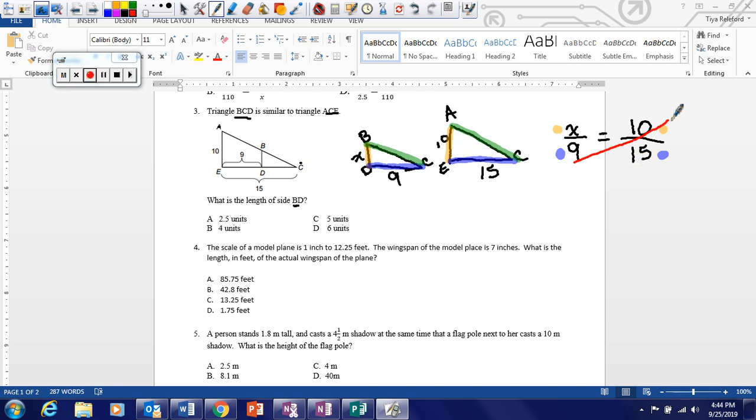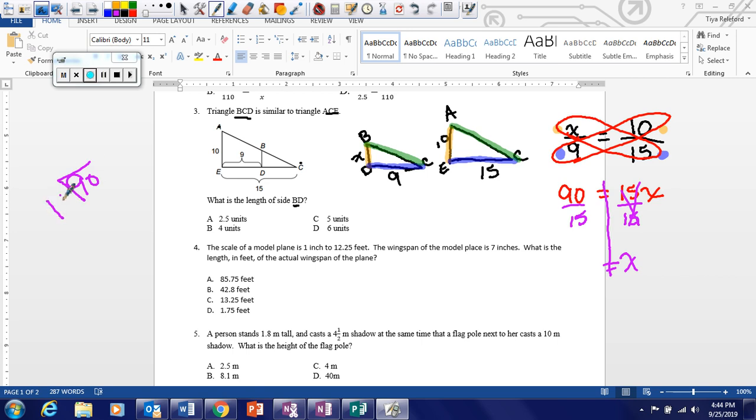So 9 times 10 and 15 times X. And now we have an equation we can solve. We will divide both sides by 15. These are opposites, so they cancel out. And X equals whatever 90 divided by 15 is.